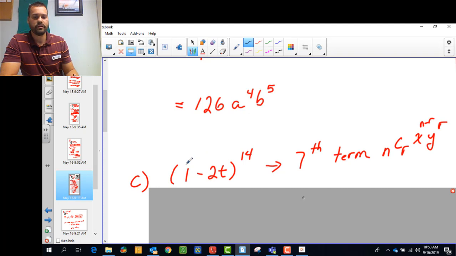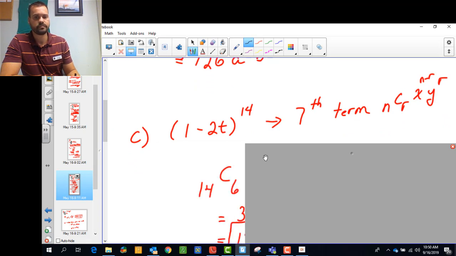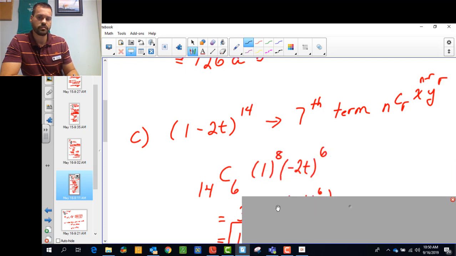Imagine that, again, this one says I want to find the 7th term this time. So it's 1 minus 2t to the 14th. I want the 7th term. So we're going to first of all go 14 choose 6. Okay, that's going to be our coefficient. And then the 6 is going to be on the second term, so 8 is going to be on the first. So the first term is going to get an exponent of 8 because the two exponents have to add to 14, and 14 minus 6 is 8. Okay, so hopefully you can see where we're getting that. 14 minus 6 gives me 8, and then the 6 goes there.